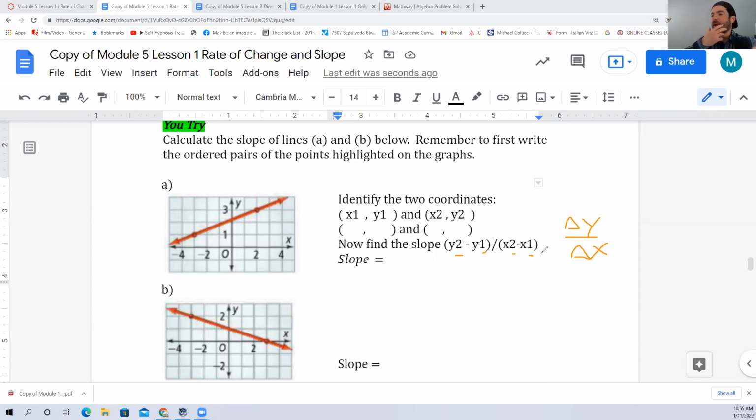And it actually doesn't matter which you choose, just as long as you're choosing the same point. And I'll show you what I mean. So I'm going to identify the 2 coordinates. I'm going to call this one point 1. I'm going to call this one point 2. So my coordinates for point 1 are my x is -3. That's this number here.